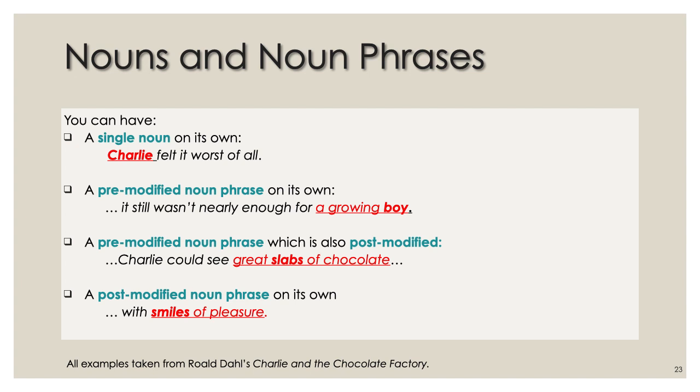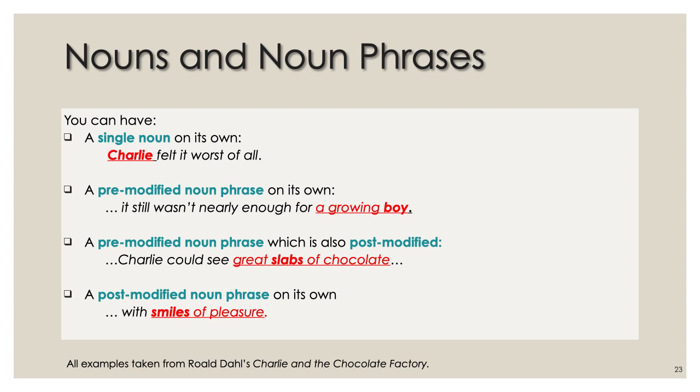In terms of noun phrases, you can have a single noun all on its own, such as Charlie, single noun, it's a proper noun, felt it worst of all. Or you can have a pre-modified noun phrase on its own. It still wasn't nearly enough for a growing boy. Or you can have a pre-modified noun phrase which is also post-modified.